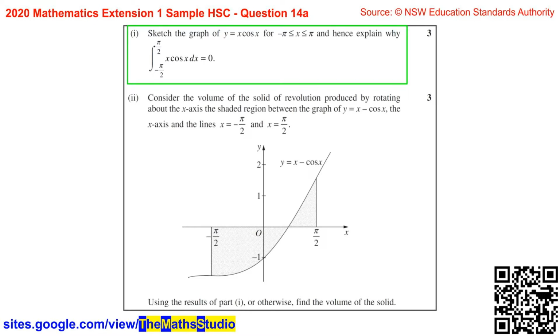Question 14a, Part 1. Sketch the graph of y equals x cos x for x greater than or equal to negative pi and less than or equal to pi, and hence explain why the integral from x equals negative pi over 2 to pi over 2 of x cos x dx equals 0.